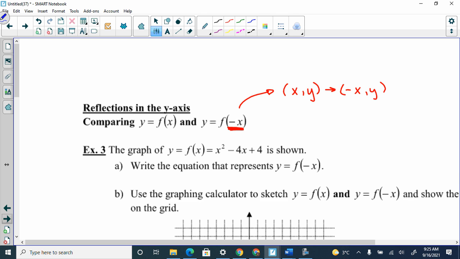Okay? What are you guessing? If I take my x's and I make them negative, or I negate them. So if I have a positive 2 and it becomes negative 2. If I have a negative 4 and it becomes positive 4, what am I doing? Reflecting in the y-axis this time.